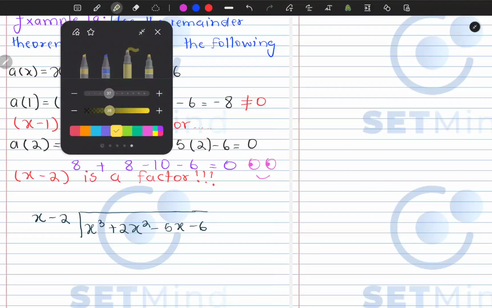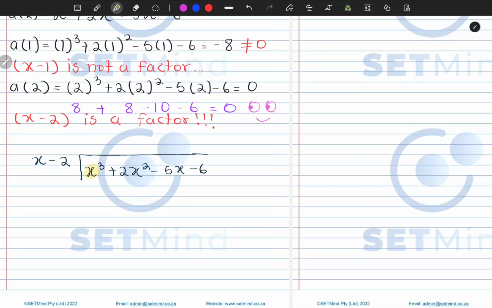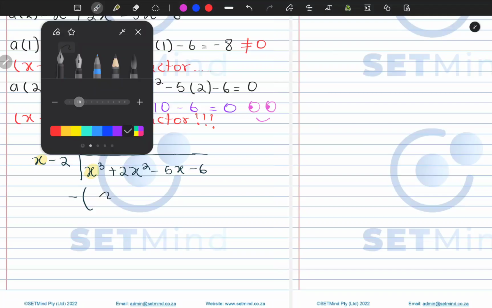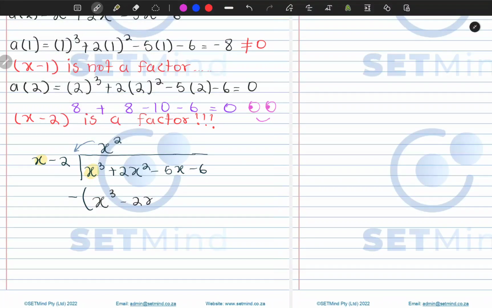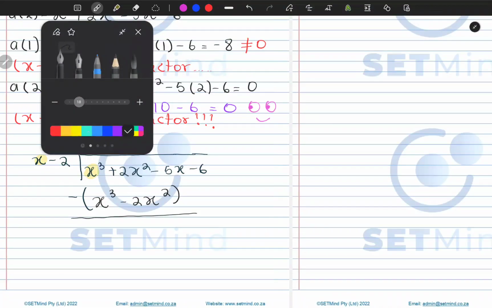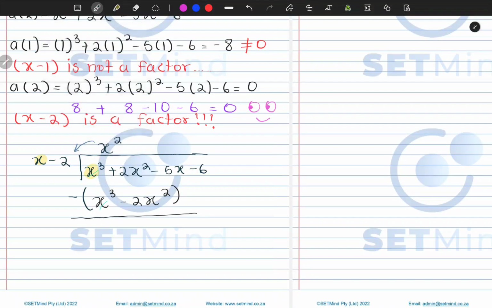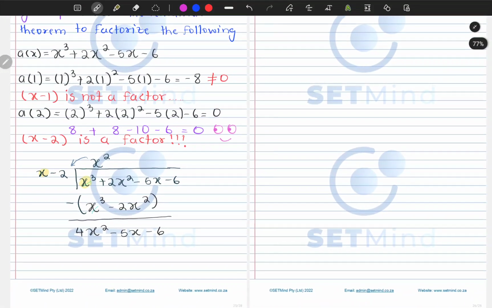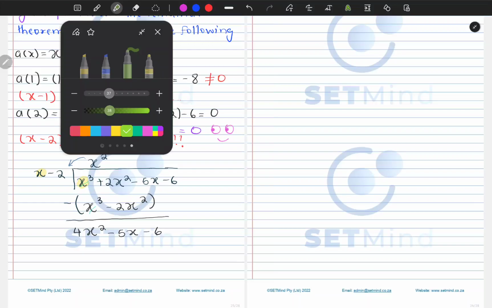So let's go ahead and begin our process. So we'll have x cubed divided by x, which will give us x squared. Then the x squared will multiply down there to give us, if you look carefully, when we open the bracket, x cubed minus 2x squared. So when we quickly subtract these, you will see that these terms will cancel, and what we will have is 2x squared minus minus 2x squared, which will give us 4x squared, and the other terms will come down as they are. Right. Then now we need to go and divide again.